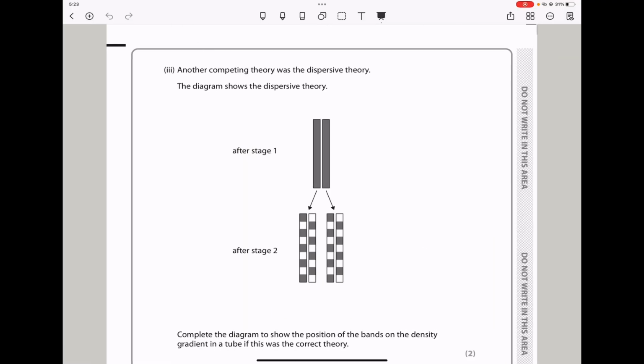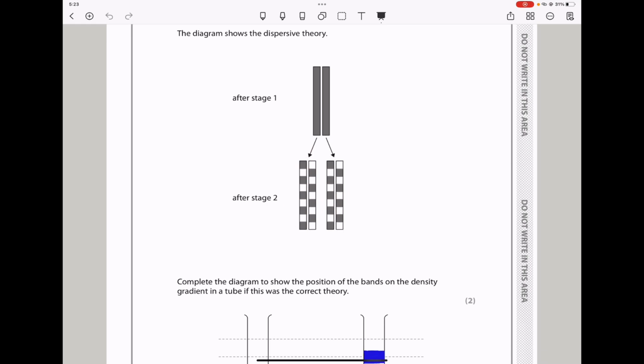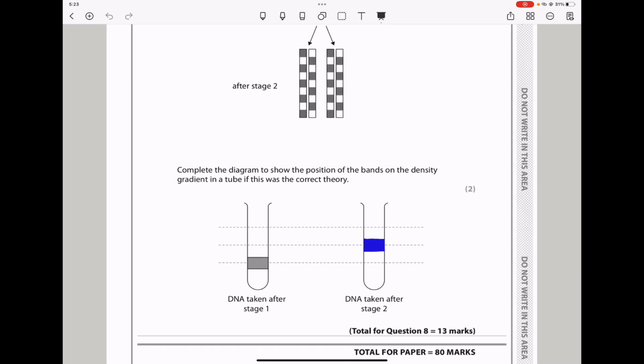Moving on. Another competing theory was the dispersive theory. The diagram shows the dispersive theory. Here we have 100% heavy, and then we can see 100% mix. So down here they say complete the diagram to show the position of the bands on the density gradient in a tube if this was the correct theory. Since we now have 100% mix, it means we're going to have the same size of the band but located in the middle because it's mixed DNA. So 100% mix is going to be represented as that.